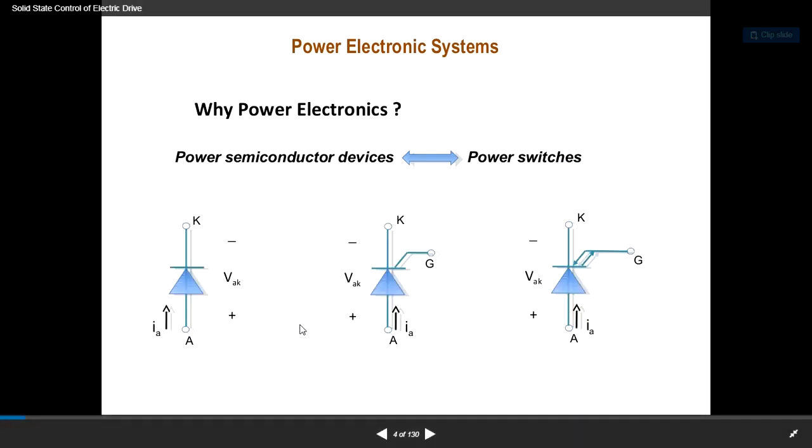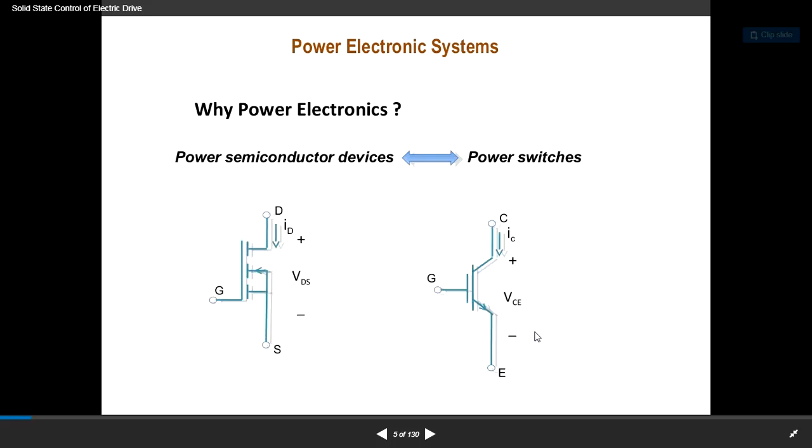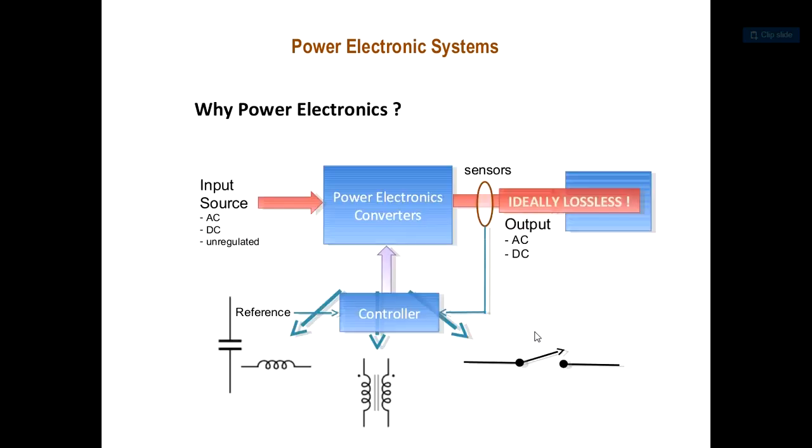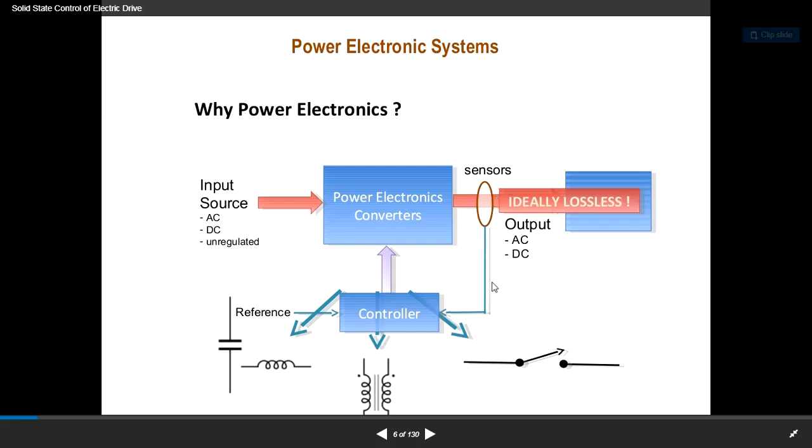As discussed, it's the diode, the SCRs, the triac, then MOSFETs and the IGBTs. These are the power switches. Ideally, they are lossless. These are the sensors. This is on, and these are the capacitors, resistors, inductors. Okay.